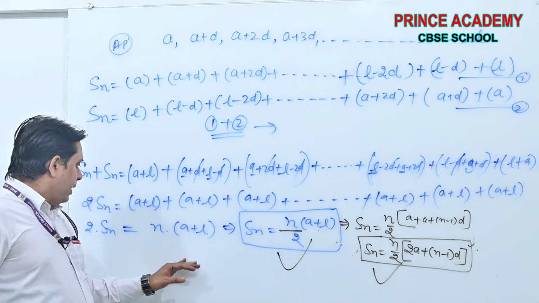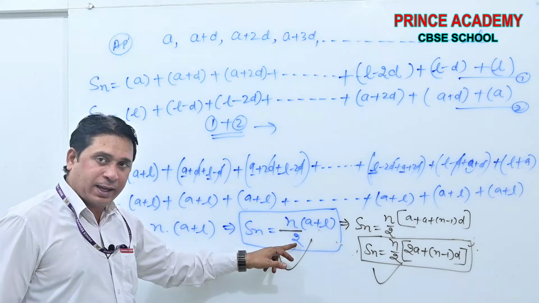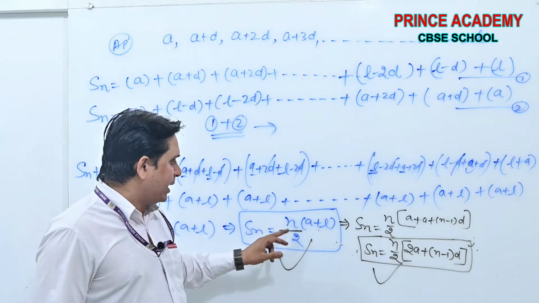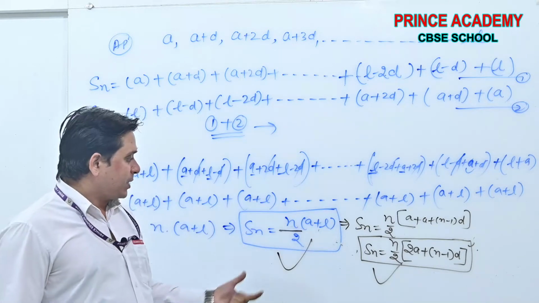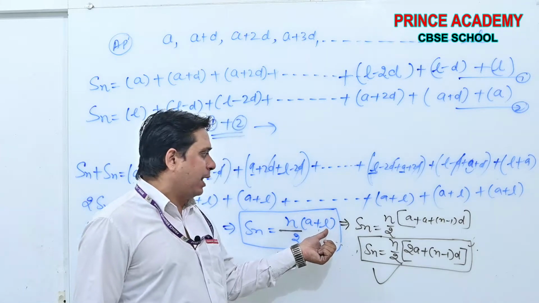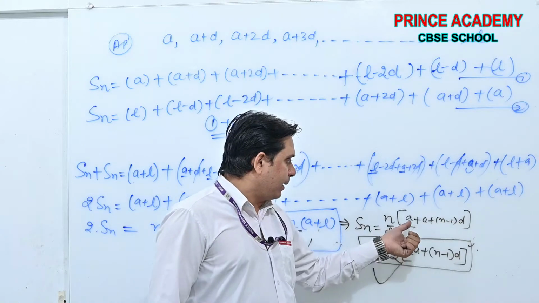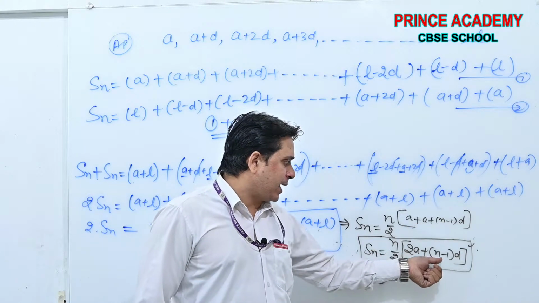And we shifted 2 towards the right, so Sn became n by 2 into A plus L. This is the first form of the formula, and if you elaborate, put the value of L, the last term, the nth term, A plus n minus 1 into D, it becomes n by 2 into 2A plus n minus 1 into D.